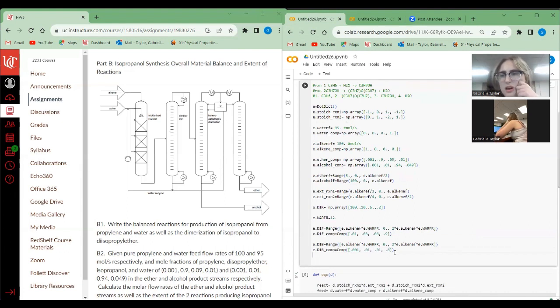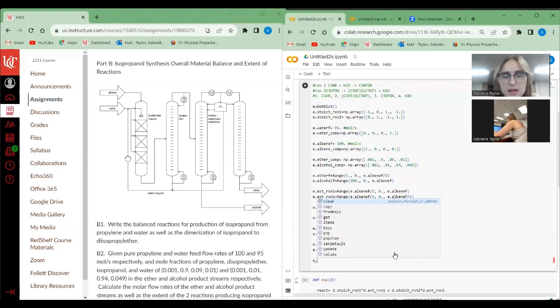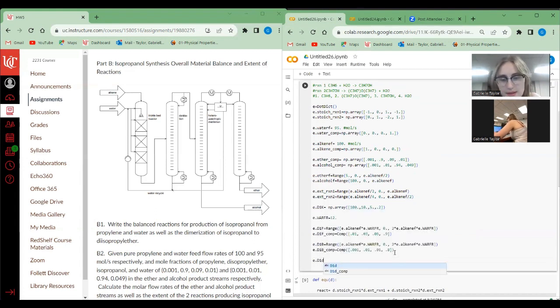Okay, so the next thing that we want to do is going to be our distillate flow, because our distillate is also leaving our system. So let's do our distillate. And this is going to equal, so we're our range. So what is our range going to be of this?